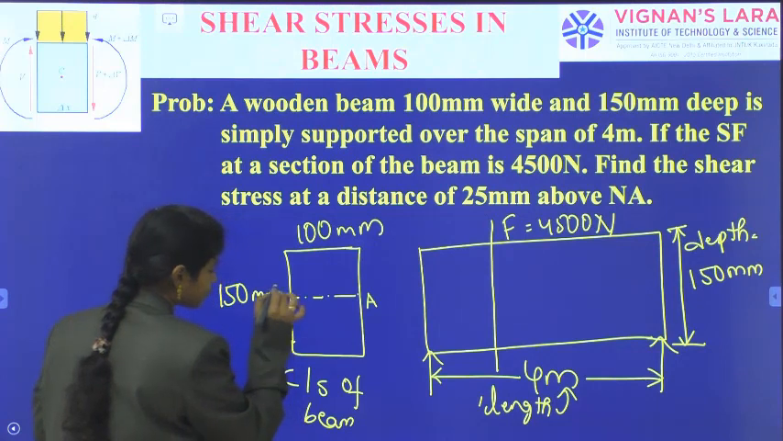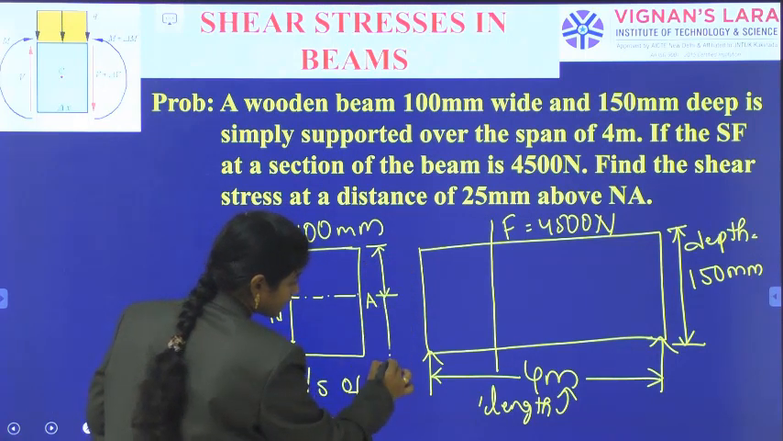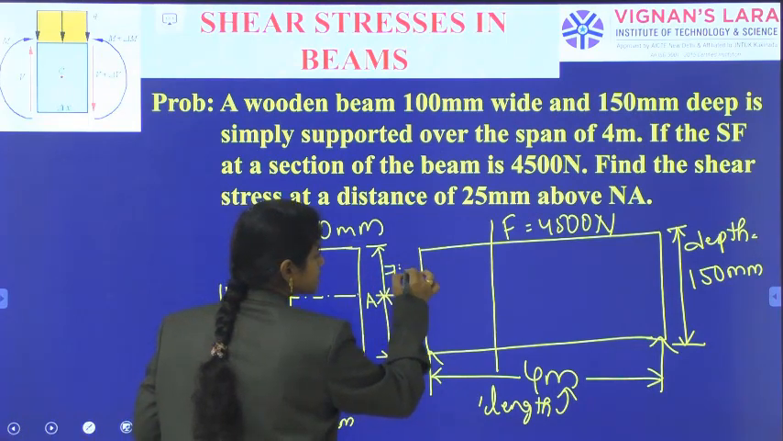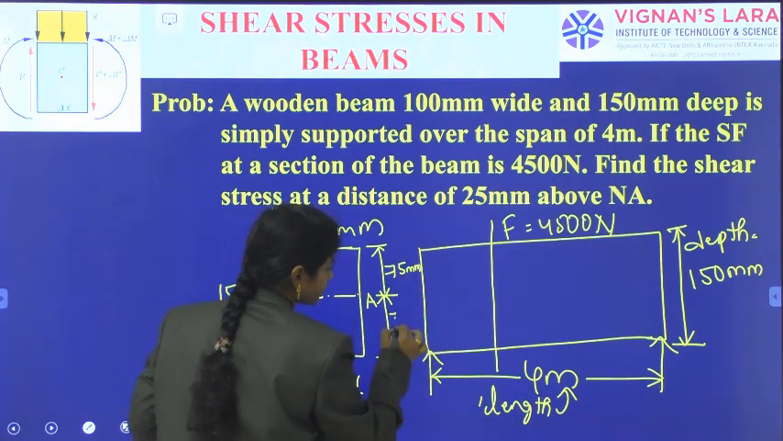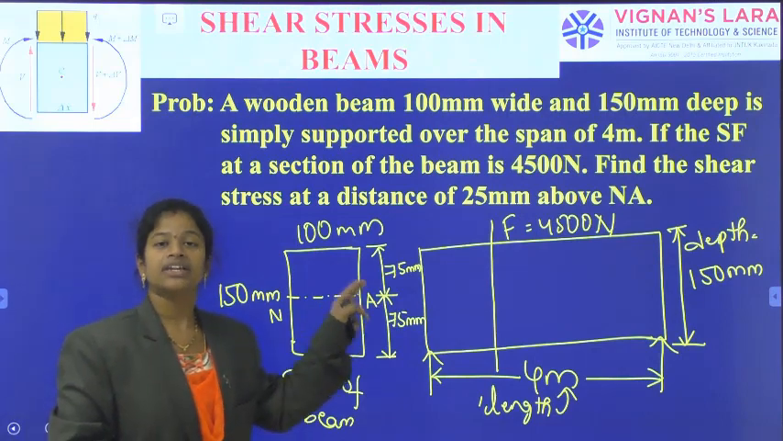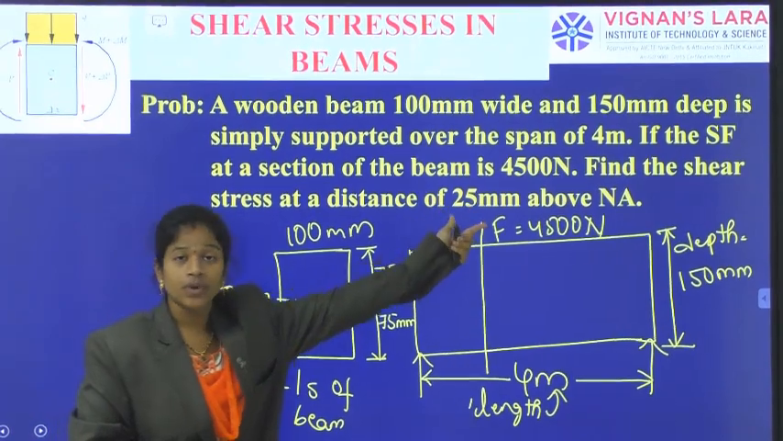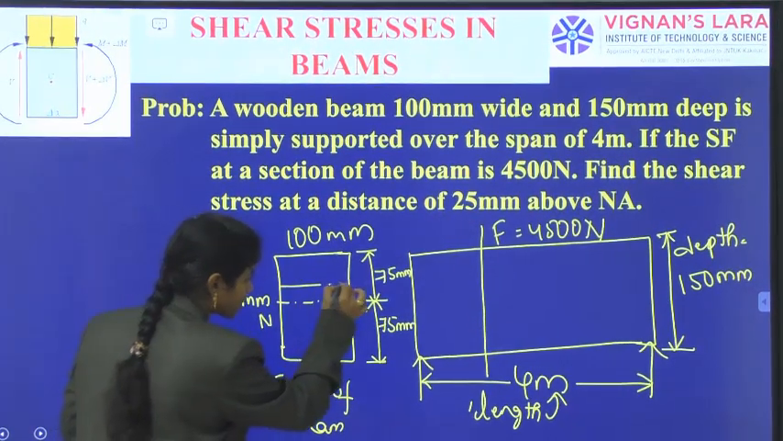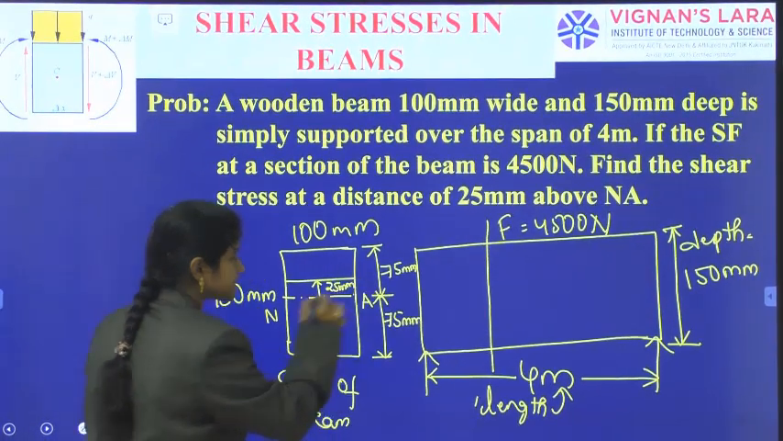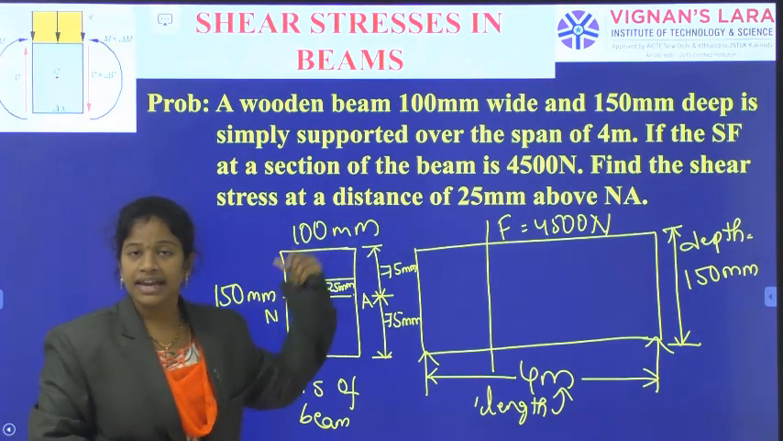Okay, we have indicated the neutral axis line. Where will it be located? It will be located at half the depth of the beam. So that is equal to 75 mm from top, 75 mm from bottom. Okay, so the neutral axis location we have given. Now at what position should we calculate? At a distance of 25 mm above the neutral axis. I have to calculate the shear stress at a distance of 25 mm above the neutral axis. So I need to calculate this answer.